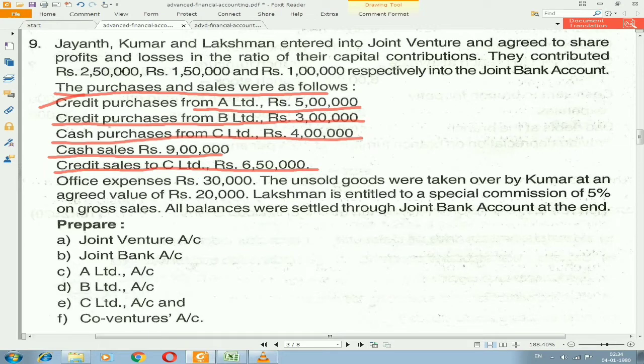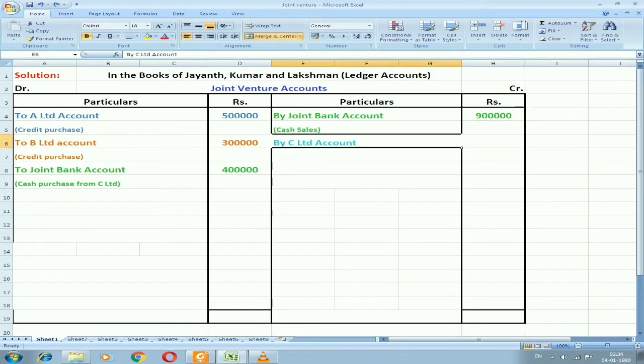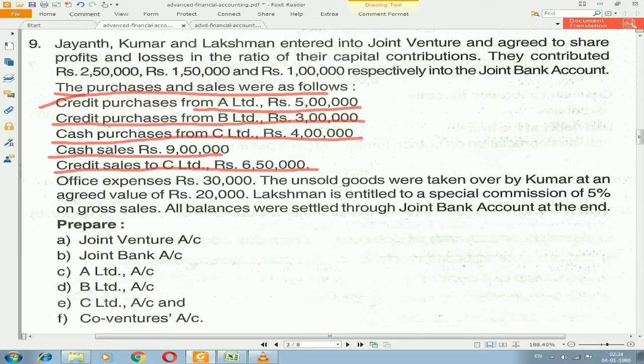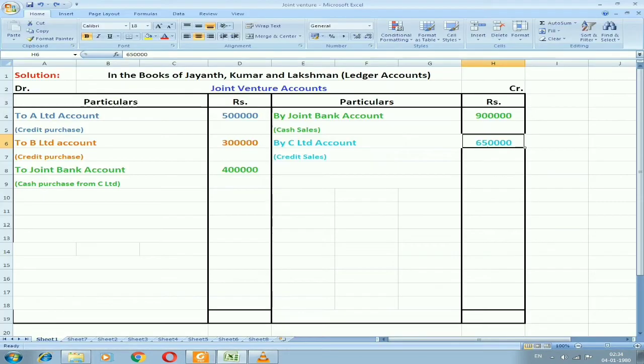Here also credit sales happened, and money is not received yet. We are supposed to record it in the name of the debtor. So the debtor is C Limited, who is supposed to give money. So by C Limited account, credit sales 6 lakh 50,000. Apart from that, we don't have any other information on that. Let us see the next sentence now: office expenses rupees 30,000. They have not said who incurred the expenses, so we are supposed to take it under the bank account. So to joint bank account, office expenses 30,000.